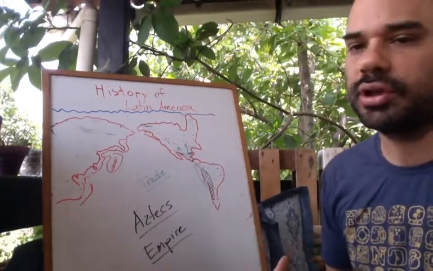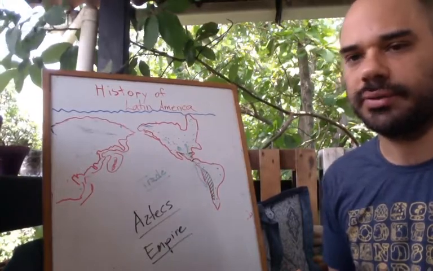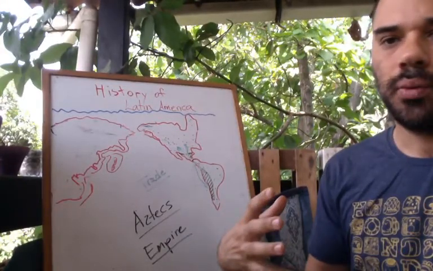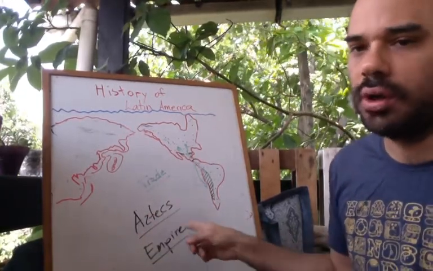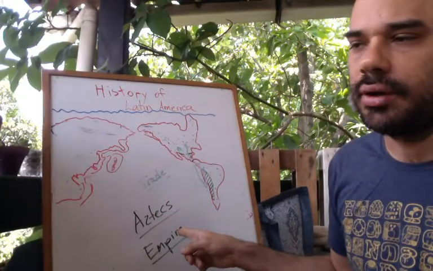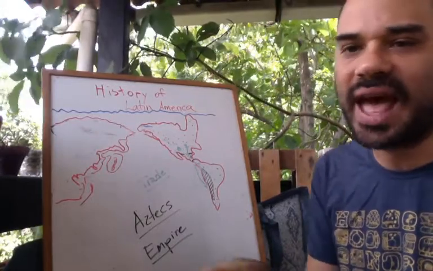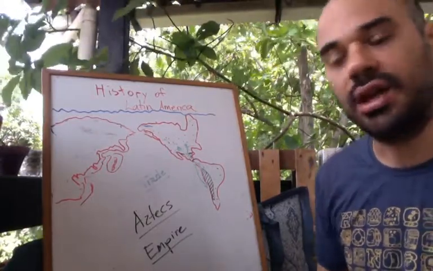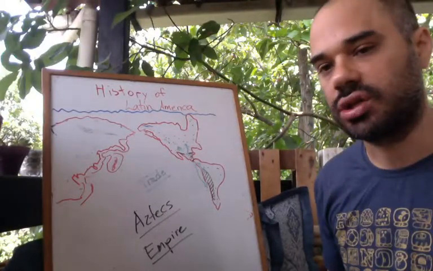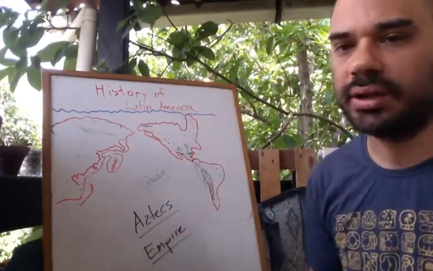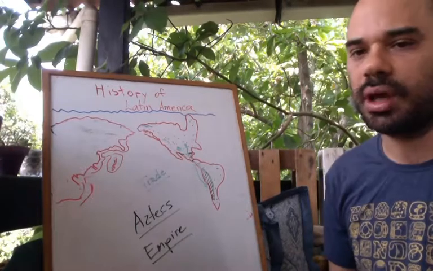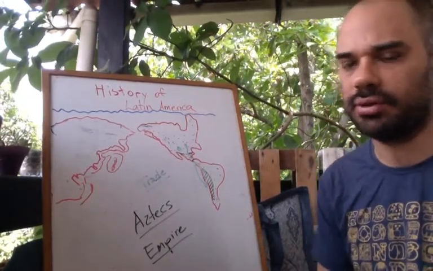And this is very important to notice later on, because when the Spanish came, the tribes that the Aztecs had conquered rebelled against the Aztecs. They allied with the Spanish, and that helped the Spanish conquer Mesoamerica. That helped Hernán Cortés conquer Mesoamerica. So I'm going to come back to that.